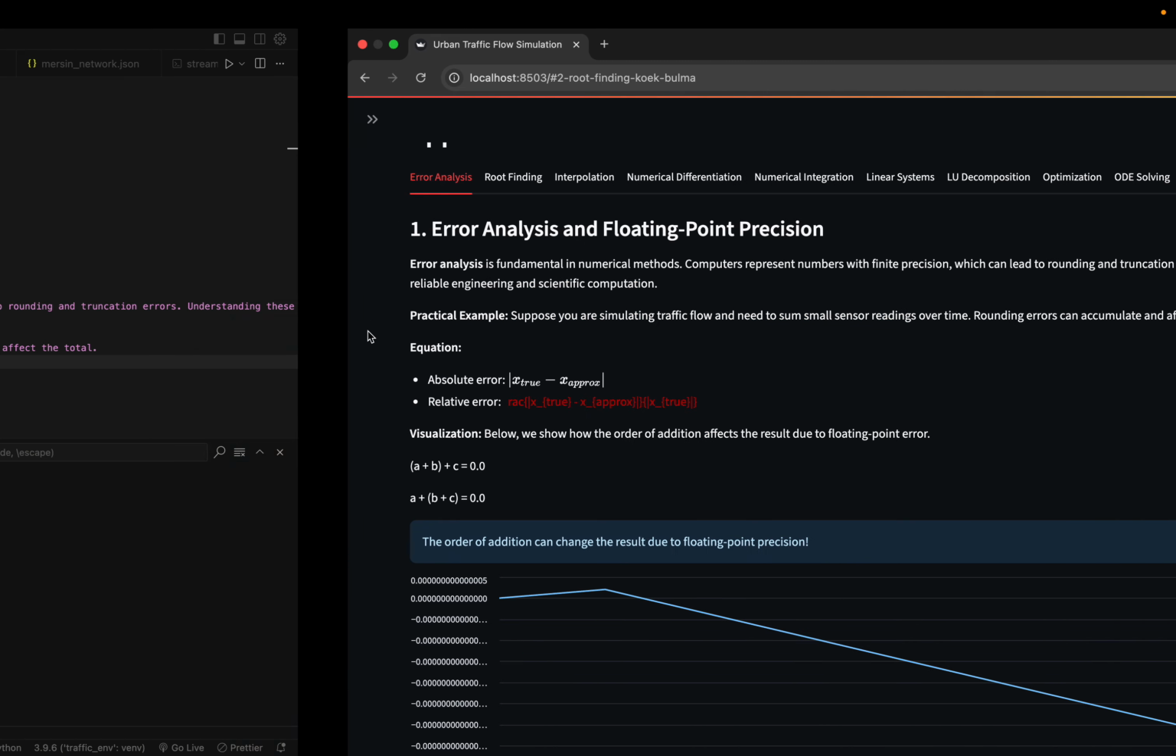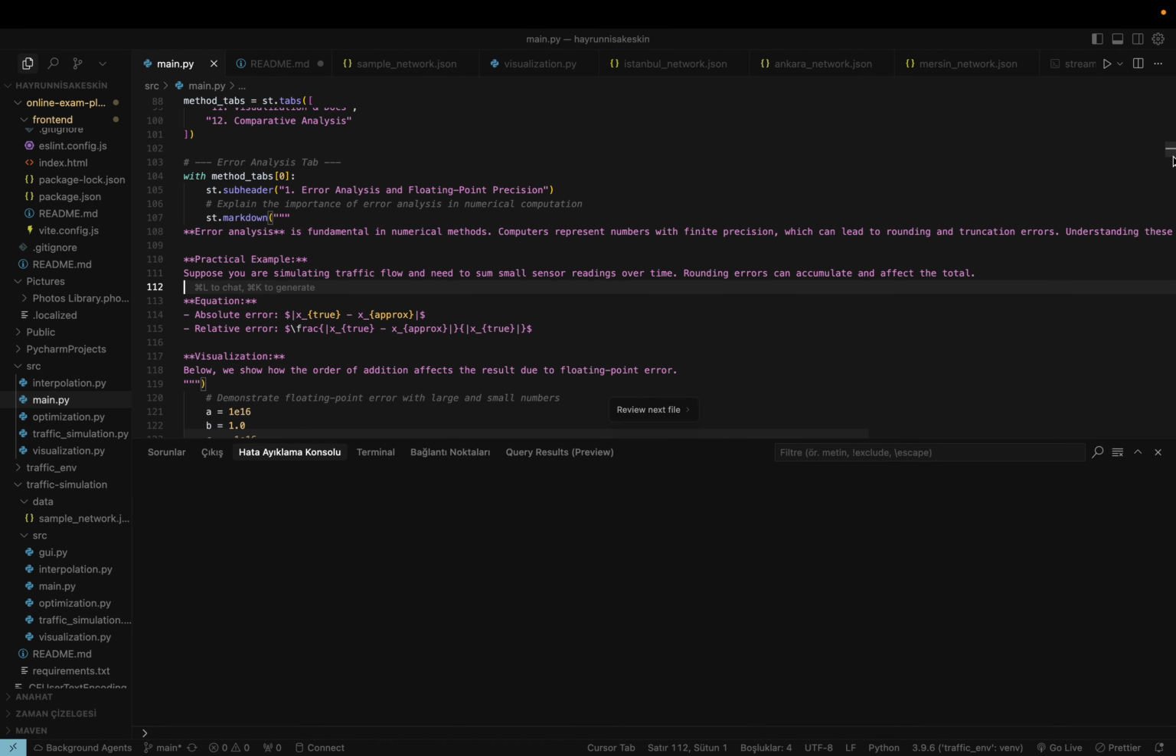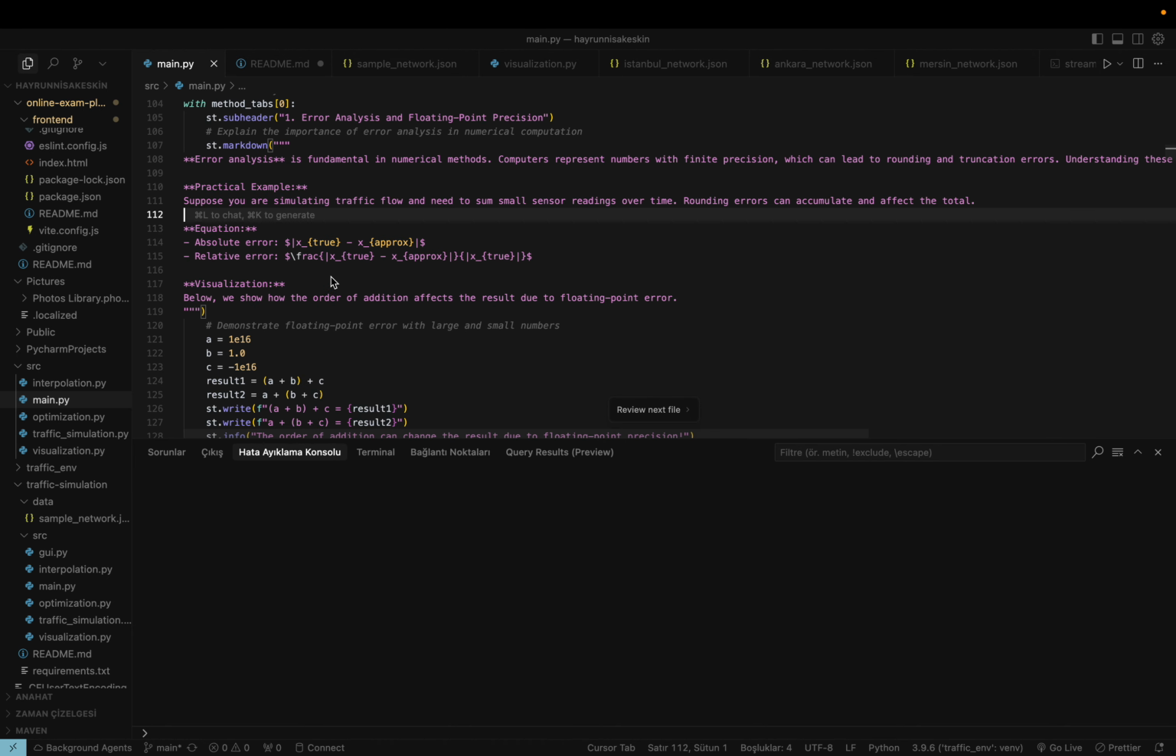And these formulas, an equation, absolute error and relative error. And below we show how the order of addition affects the results due to floating point error. Demonstrate floating point error with large and small numbers.